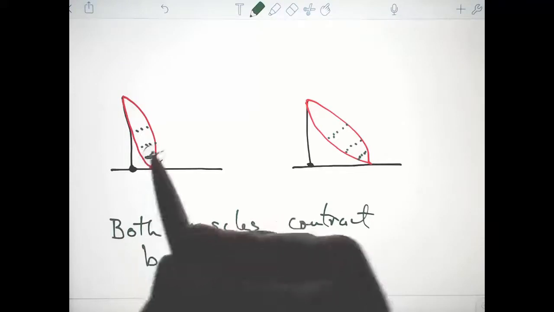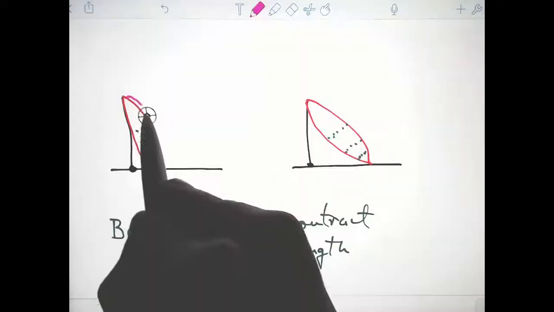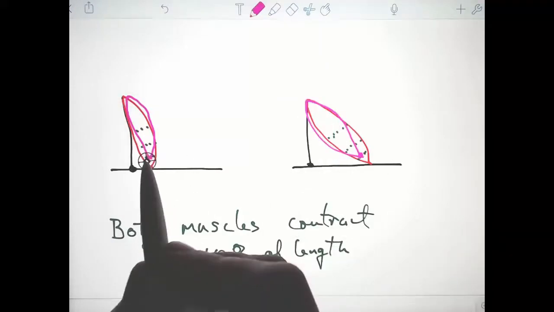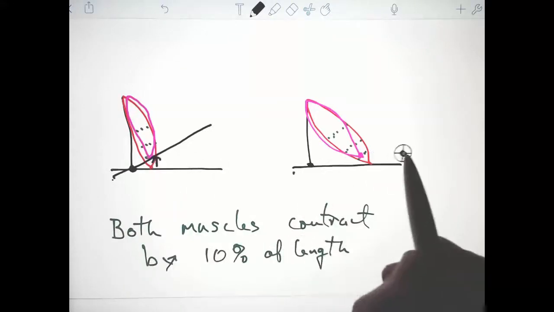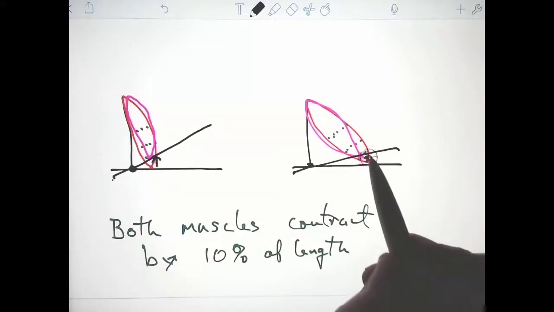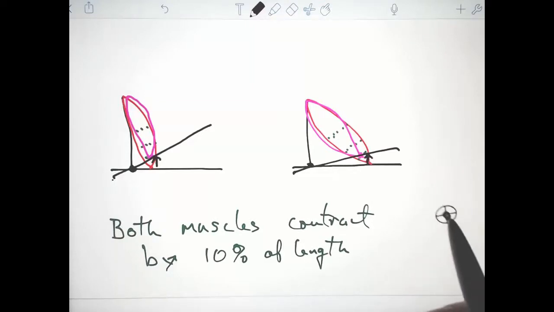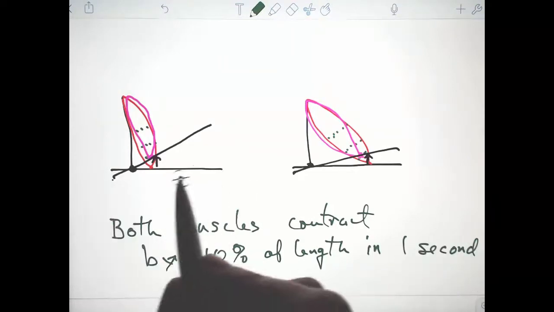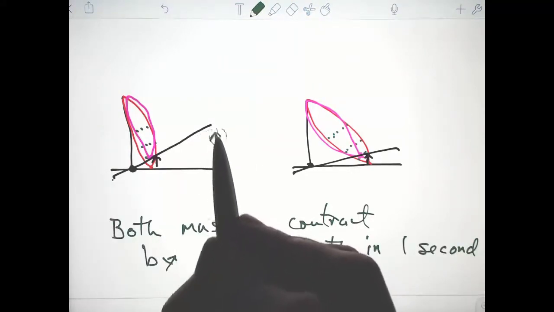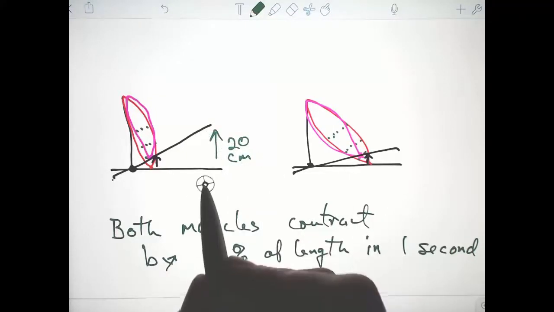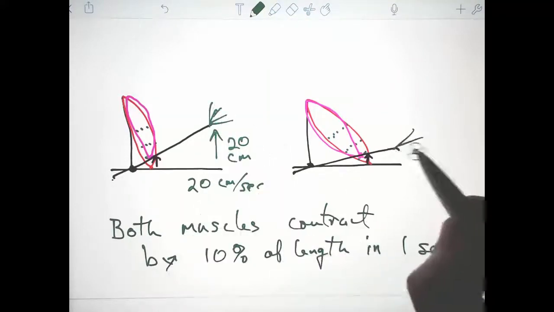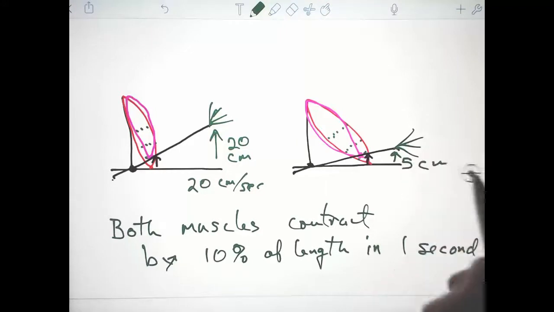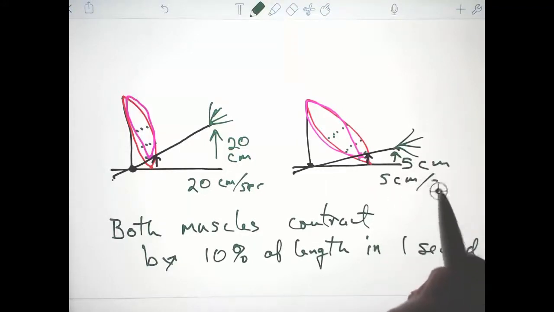If that's how much it contracts, then the muscles are going to change shape to contract to this amount. Okay, so that's the new position. The bone has to move that amount, and this bone has to move that amount. Let's say both muscles contract by 10% of their length in 1 second. Imagine that this is an arm, and so that distance is 20 centimeters. In other words, 20 centimeters per second for this hand. This hand has moved only 5 centimeters, therefore 5 centimeters per second.